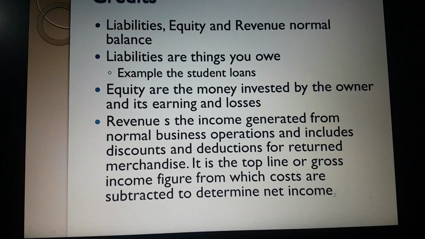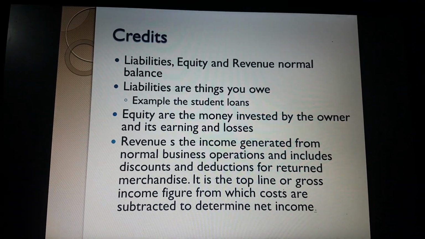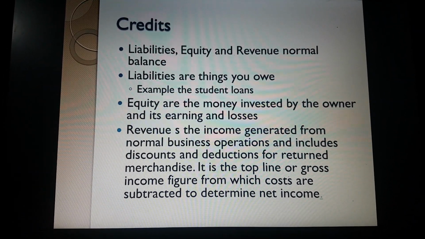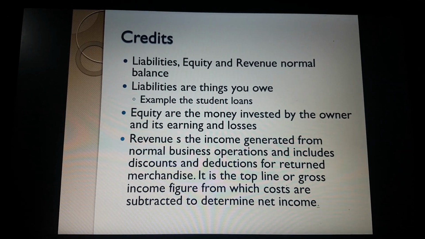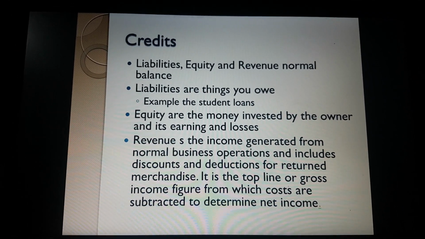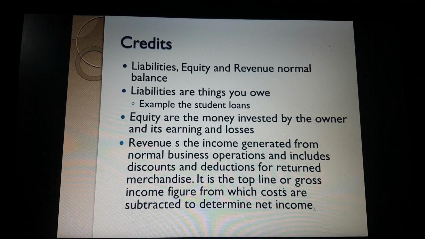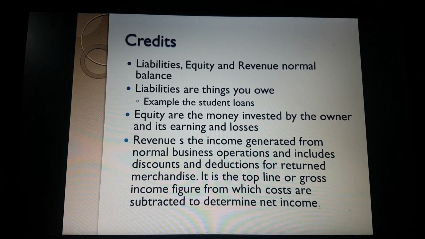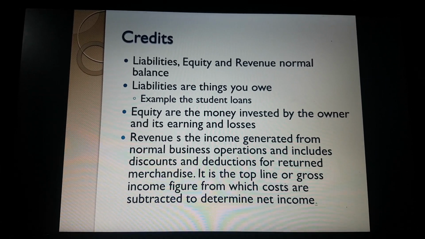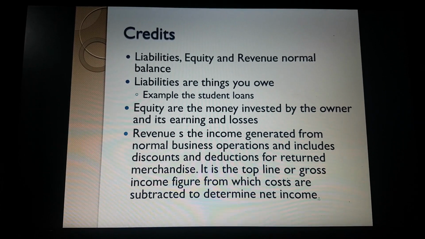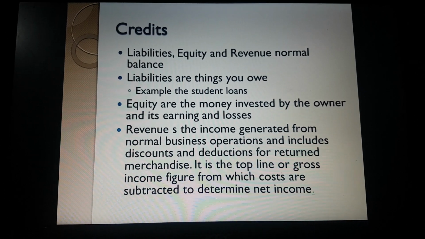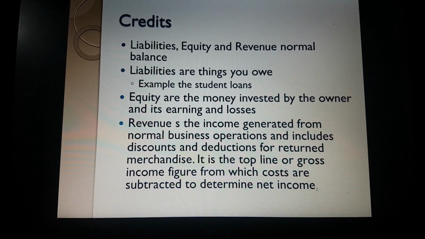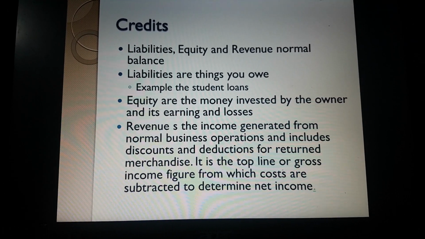And what is credit? Credit, these are the liabilities, equity, and revenues, normal balance. So what are liabilities? Liabilities are the things you owe. Example, if your parents didn't pay for your tuition fee and you avail of a government loan, so these are student loans. So these are liabilities. For business, these are usually bank loans, mortgages, and so on and so forth. In money, these are the money.